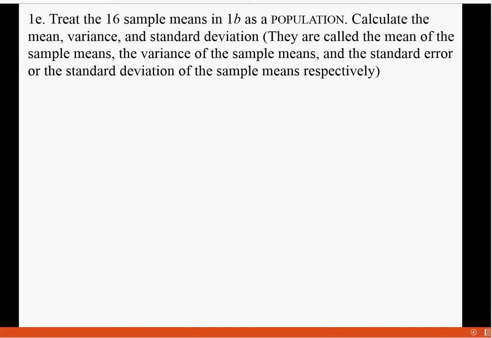Now, all these values have specific names. The mean of the sample means is called the mean of the sample means. The variance of these 16 sample means is called the variance of the sample means. The standard deviation of these 16 sample means is called the standard error. Okay, so we are introducing some terminology here.